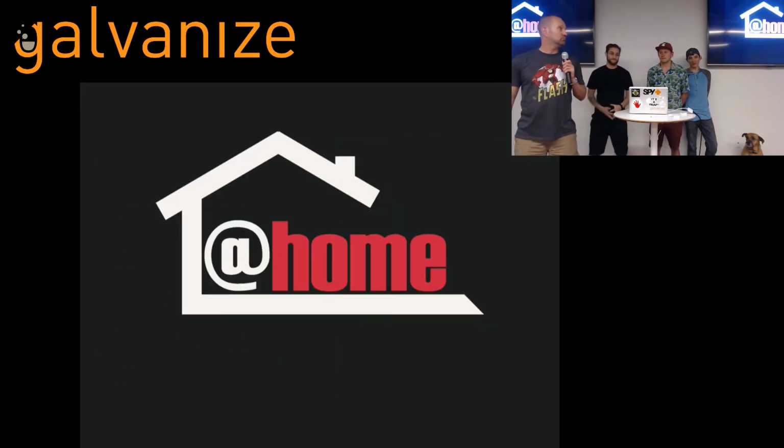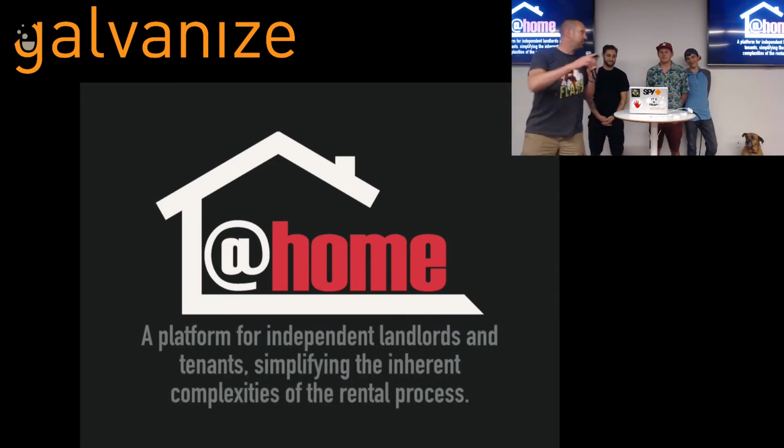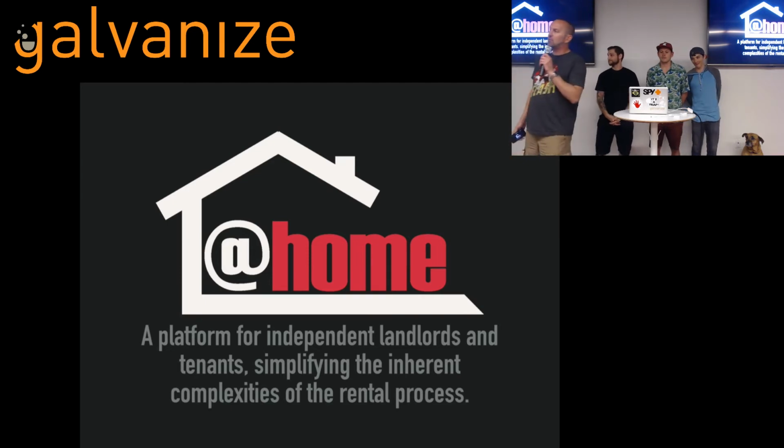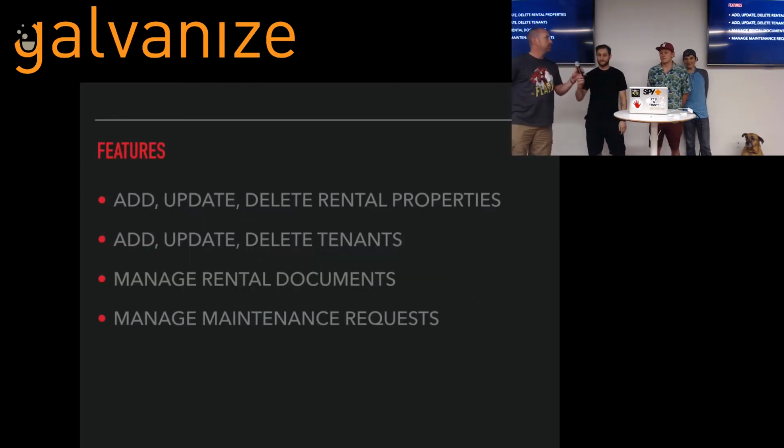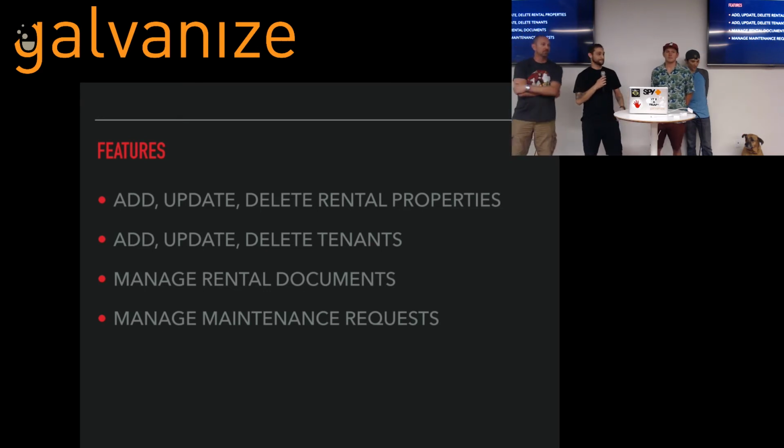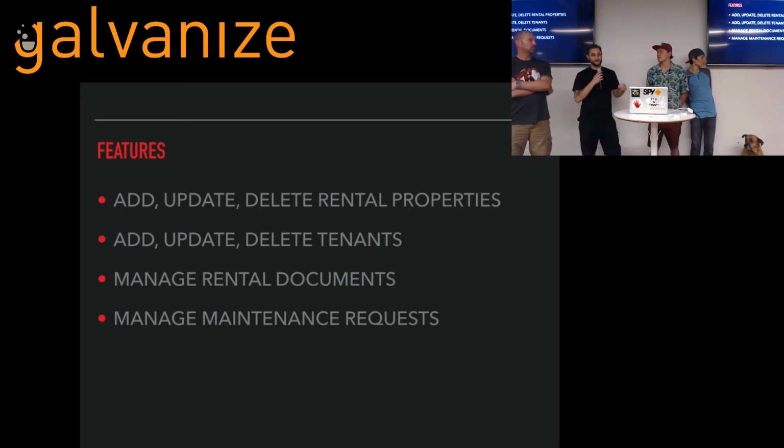At Home, a platform for independent landlords and tenants, simplifying the inherent complexities of the rental process. Jake, why don't you go ahead and walk us through some of the features? So At Home gives landlords a place to manage all their properties in one convenient location. You can add, delete, and update any rental property. You can keep track of your tenants on each specific property. You can manage the documents, and you can also manage any maintenance requests. I'm going to pass it off to Alex, and we're going to go through a demo.